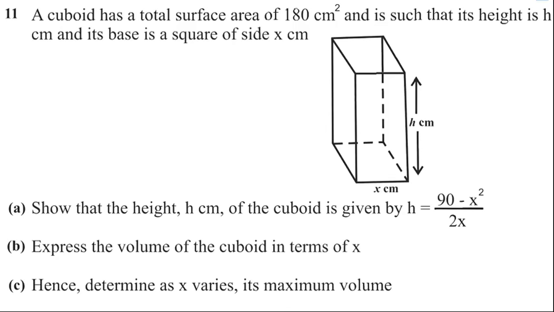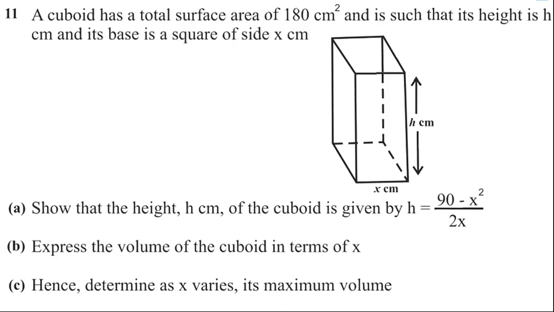So now let's get into the solving. Let's read the question once more. The question says a cuboid has a total surface area of 180 square centimeters and is such that its height is 8 centimeters and its base is a square of side x centimeters. So we're going to start with part A.